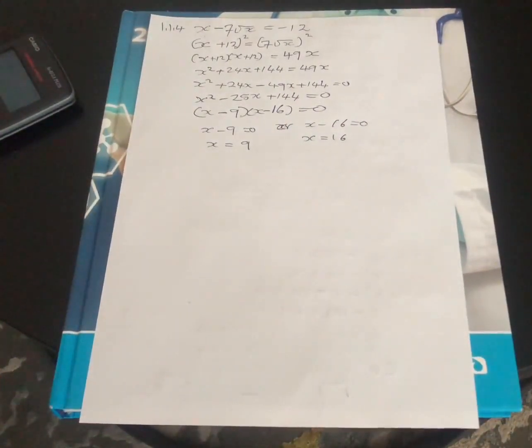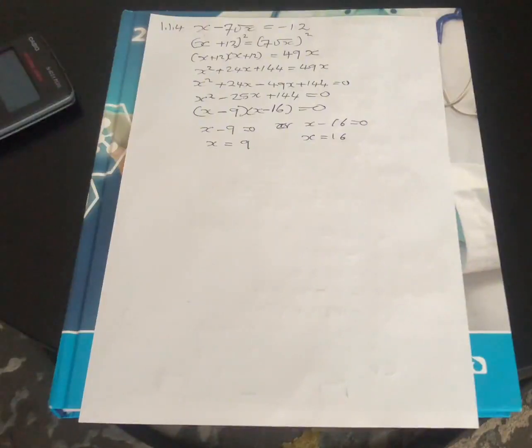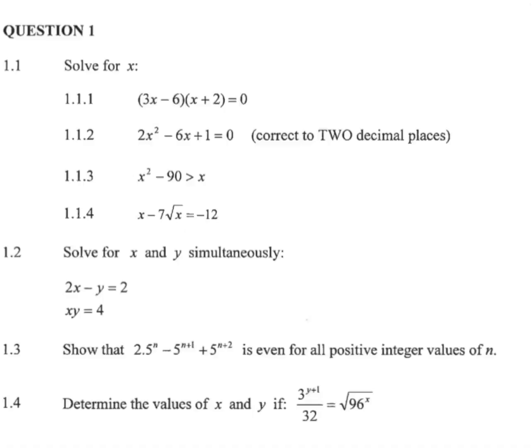We've answered 1.1.4, which is 4 marks. Then we move to 1.2, the simplest one. I've also taught you this one, to solve for x and y simultaneously. So we have 2x minus y is equal to 2. We also have xy is equal to 4.